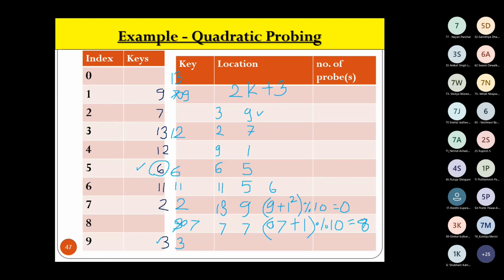Okay, the next element, that is the last element, that is 12. For 12, 2k plus 3 is 24 plus 3 is 25, mod 10 is 5. Right? Are you all with me? समझ में आ रहा है सबको हम क्या कर रहे हैं?